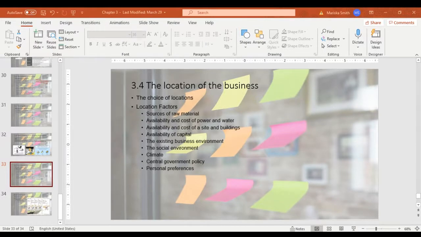Then the next one is the social environment. So guys, the social environment looks at anything from education to medical, recreational, shopping facilities, for instance. If you are going to open a shop literally in the middle of nowhere, who's going to visit your shop? Who's going to be your customers? So you need to look at how close are you to schools, how close are you to hospitals, for instance.